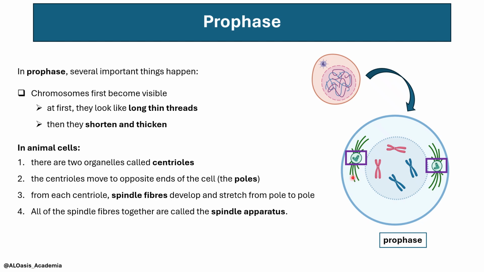From each centriole, spindle fibers develop and stretch from one pole to the other pole. All the spindle fibers together are called the spindle apparatus. And that's basically what happens in prophase during mitosis in animal cells.